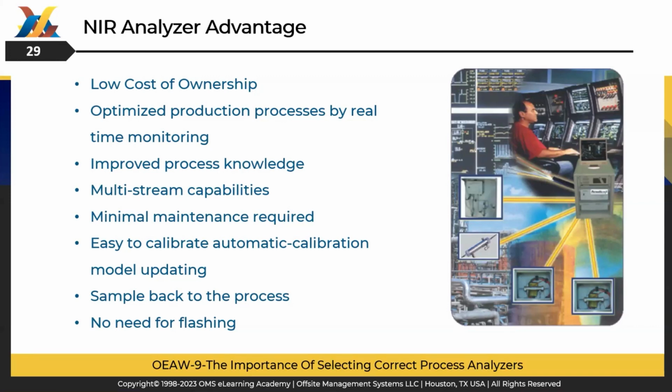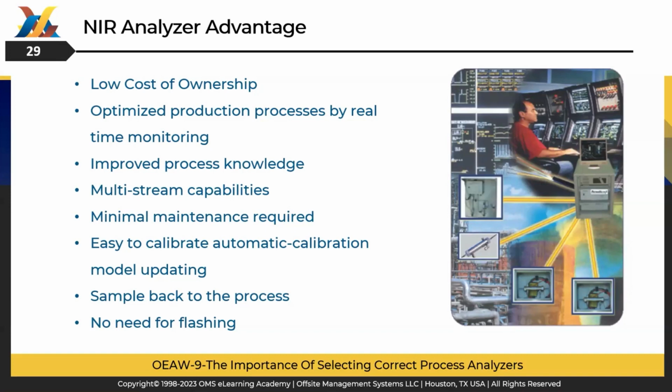Automatic calibration software and model updating software. We will discuss it a little bit later. I will show you some examples. Sample also goes back to the process. No need for recovery. The measuring cell is a flow through method. It means that the sample can go back into the process, and no need for flushing.